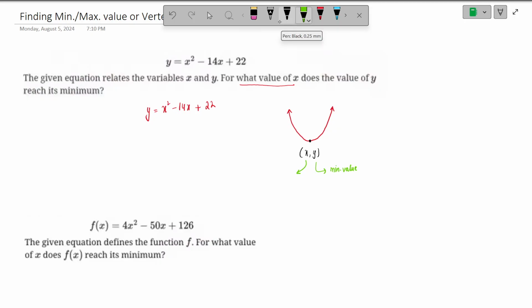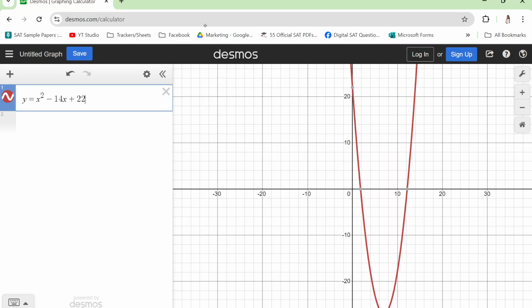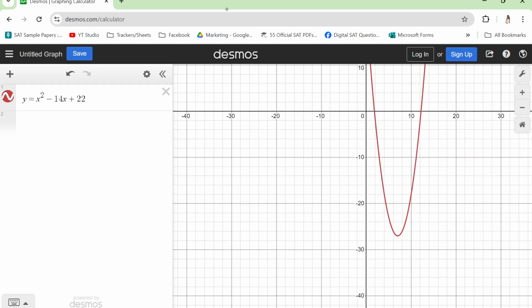Okay, so first we will see how we can do this question on DESMOS, and then, as I always say, you should also know how to do every question manually. So first, to do it using DESMOS, just go and plot it on DESMOS. So we have y is equal to x square minus 14x plus 22. So you can see that this is a parabola and its vertex is this point. So the vertex is 7 comma negative 27. The minimum value is negative 27, and when x is 7, then you will get the minimum value.